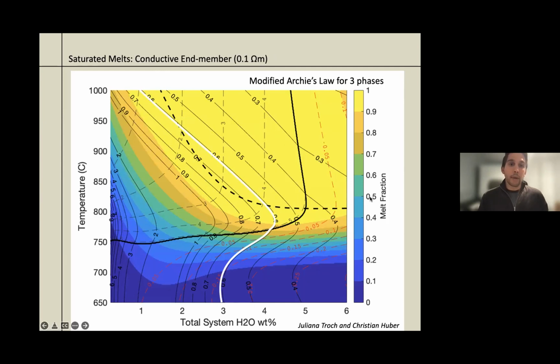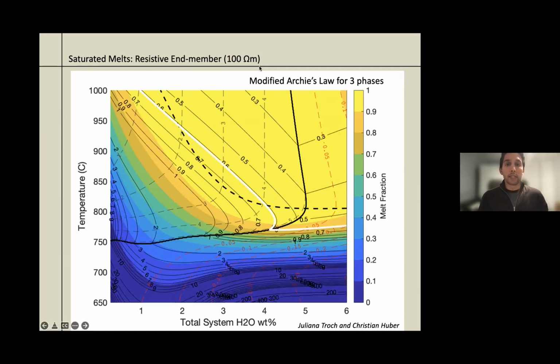And then the second end member would be a resistive end member, where let's say you have this very resistive supercritical fluid that's 100 ohm meters. And in this case, the contours kind of shoot off horizontally. You can see they basically just follow the contours of melt fraction at that point. So you can explore this space, but it's just a big unknown as to what the bulk resistivity might be based on the resistivity of the fluid phase.